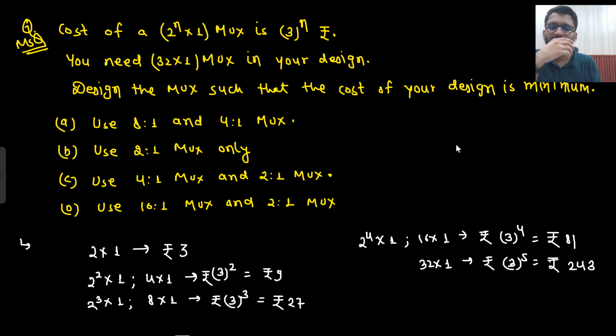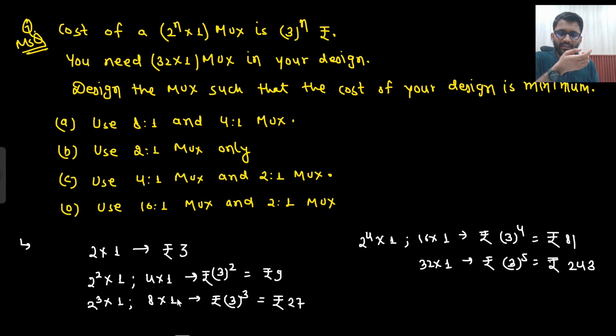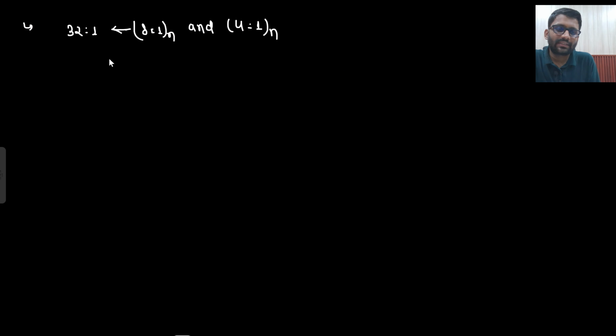Let's start. You need to design the mux such that the cost of your design is minimum. Let's start with the first one. You need to make 32 cross 1 using 8 and 4. So this 4 cross 1 is costing you 9 and 8 cross 1 is costing you 27. So you would want to use 8 cross 1 mux minimum. So let's try doing it.